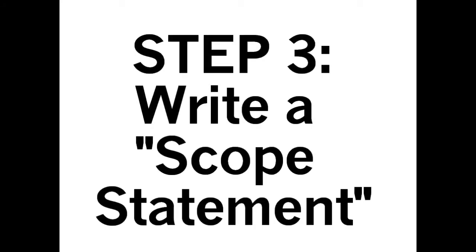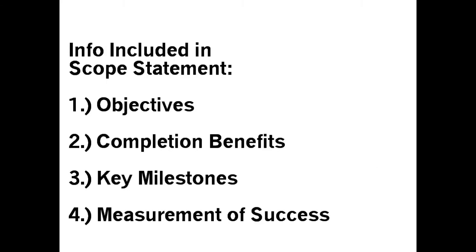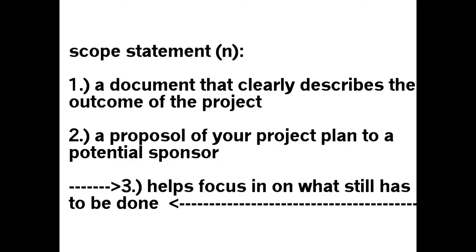Once everybody on the team is on the same page, it's time for you to collectively create what business management calls a scope statement. Essentially, it's a document that clearly describes the outcome of the project. The main intent behind this document is to persuade your potential sponsor to buy into the project and back you. To do this, your scope statement should include information about your project objectives, benefits of completing the project, key milestones, and how your success could be measured. This document will most likely grow and change with the life of the project, but never fear. Your scope statement will help you focus in on what still has to be done to make the project successful.